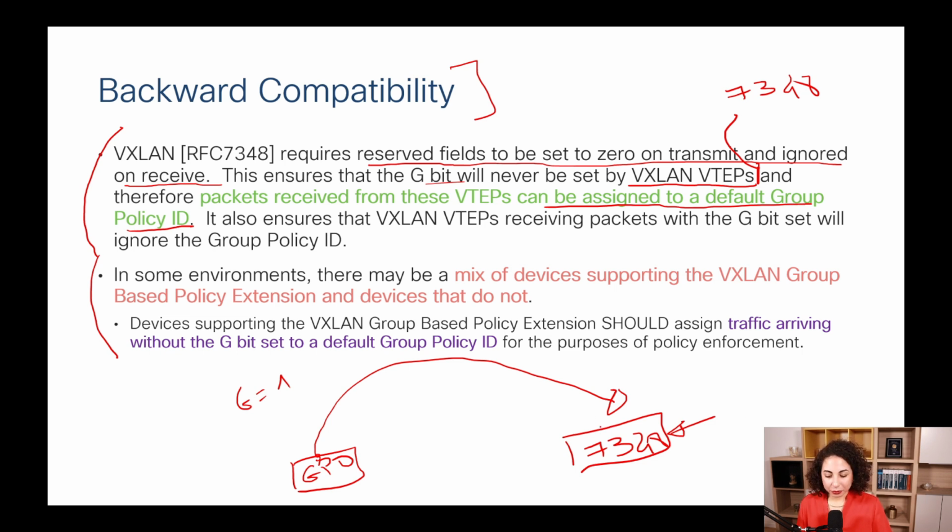On the opposite, if we have the return flow that is initiated from this leaf towards the leaf that supports GPU, here obviously the G would be set to 0. Then this leaf should have the capability to assign the hosts that are being encapsulated into those VXLAN frames, VXLAN packets, sorry, to a specific group policy ID. So this is what is said here. The packets received from these VTEPs can be assigned to a default group policy ID.